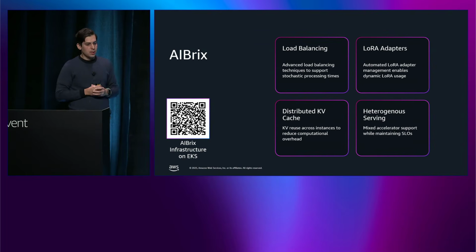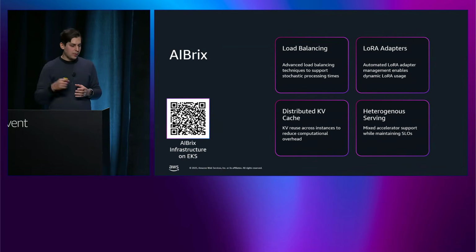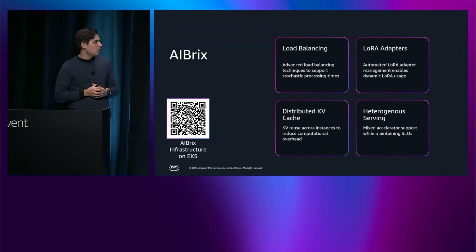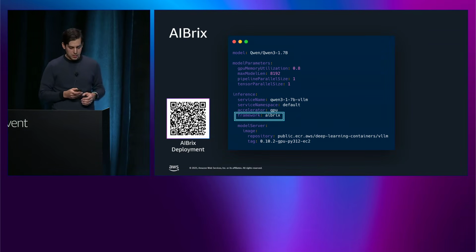They do LoRA adapter management. So if you have LoRA adapters, it can know based on the request whether to unload or load and where to route them to. We talked a lot about this distributed KV cache. And of course, AWS has a lot of different accelerators. This gives you the ability to mix and match those and still maintain your SLOs.